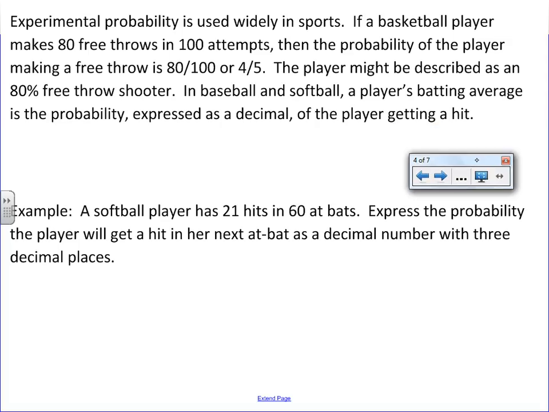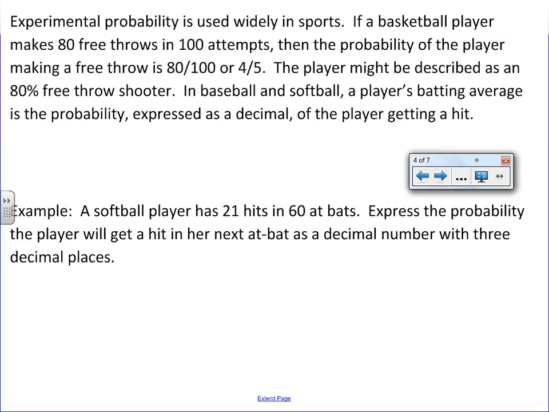Experimental probability is used widely in sports. If the basketball player makes 80 free throws in 100 attempts, then the probability of the player making a free throw is 80 out of 100 or 4 out of 5. The player might be described as an 80% free throw shooter, which is true unless you are on the Milan Middle School basketball team, and then I guarantee you that you're not an 80% free throw shooter. I watched your ball games.